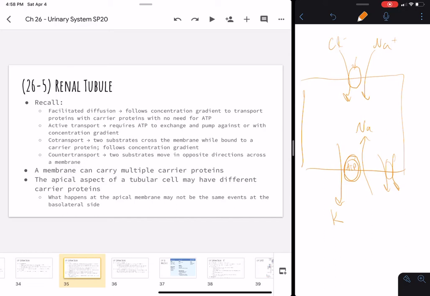This is a really good example of what we talked about during the digestive chapter, where we were talking about how the parietal cells pump out hydrochloric acid and how do they do that.